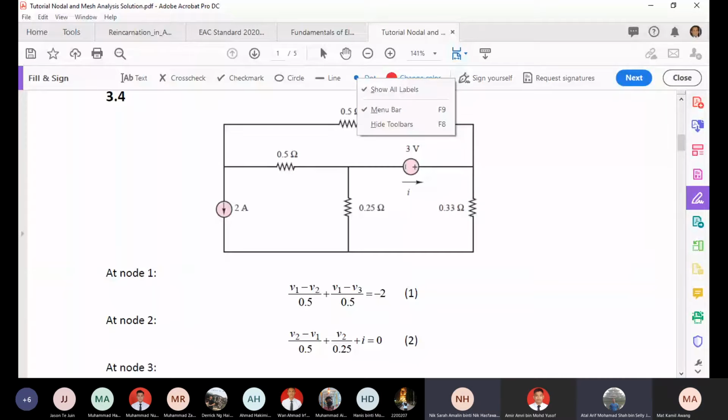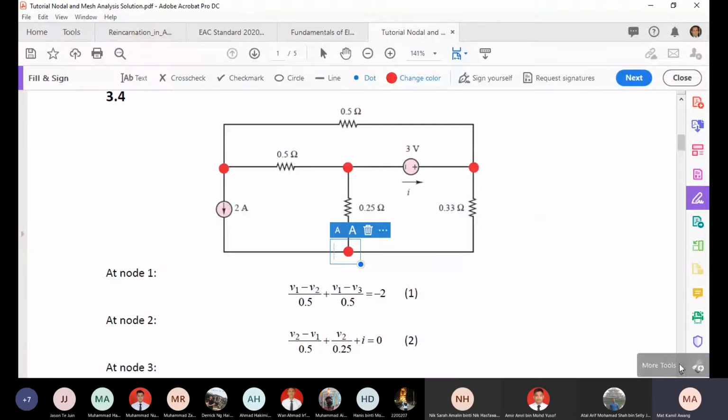So you have this one, this one, this one, and this one. Okay, you have 4 nodes, and this one you set as the reference node, as the ground. So you have n-1 equations.